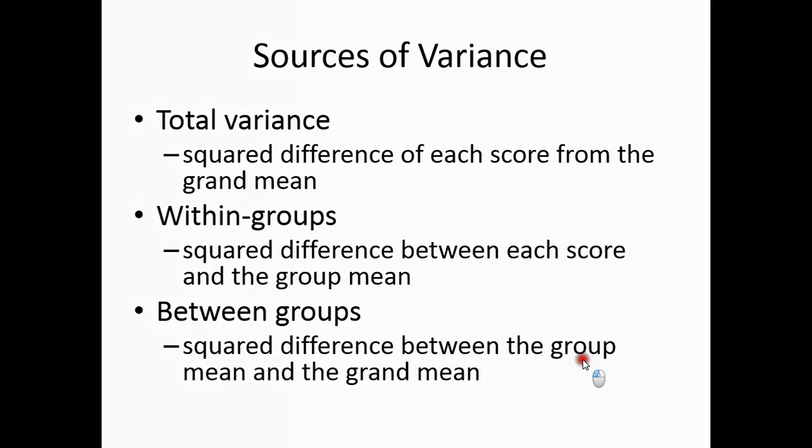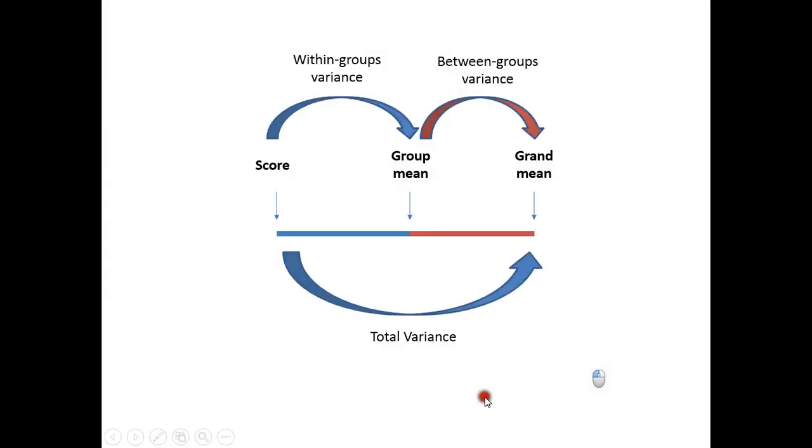Okay? So if you look at this as a graph, you can see if this is the participant score, their total variance is the deviation of that score from the grand mean, and that is made up of the deviation of that score from their group mean and the deviation of the group mean from the grand mean. So that is the partitioning of variance. So we divide the total variance into these sources of variance, the within groups variance and the between groups variance.